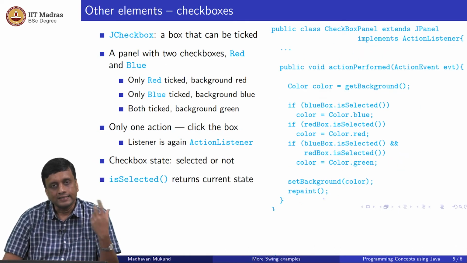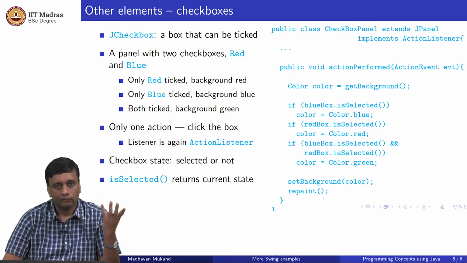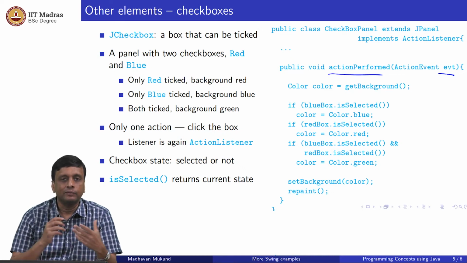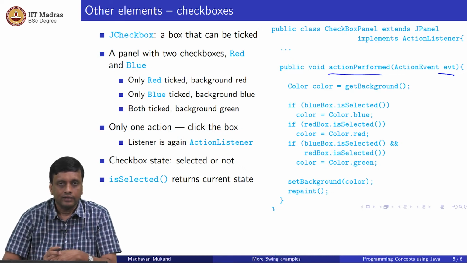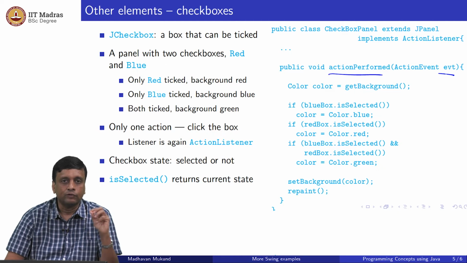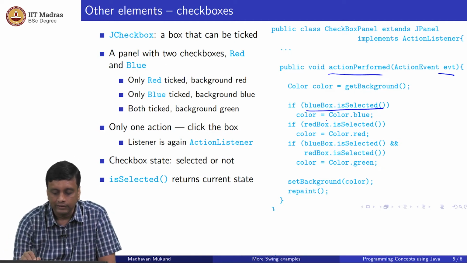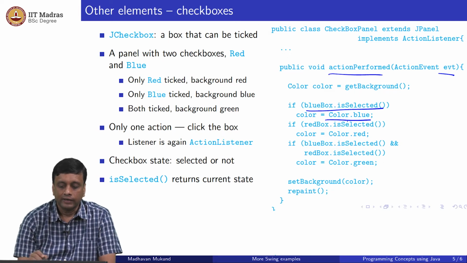So now on the listener side, when it is notified, it has to see what was selected. So the action performed, it doesn't have to do anything really with the event. It will rather look at the state of the checkboxes in this case. So it will say if the blue box is selected, then set the color to blue. If the red box is selected, set the color to red.